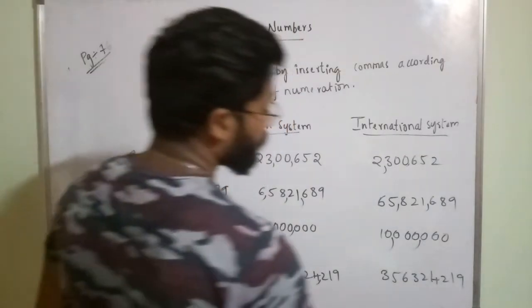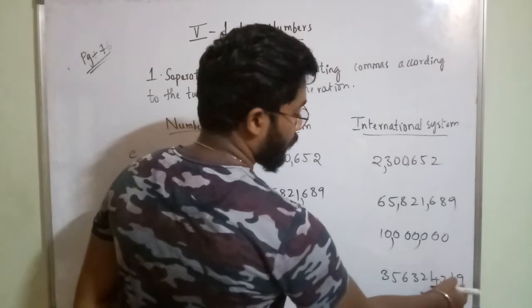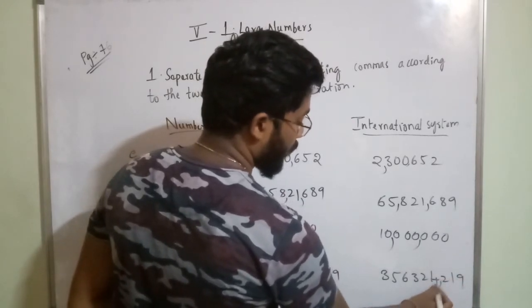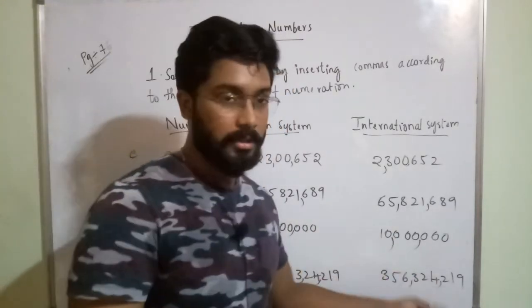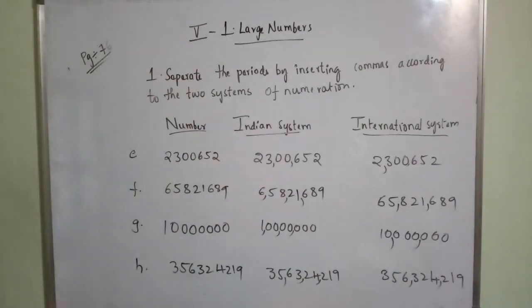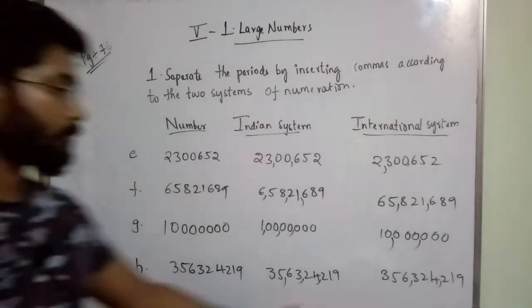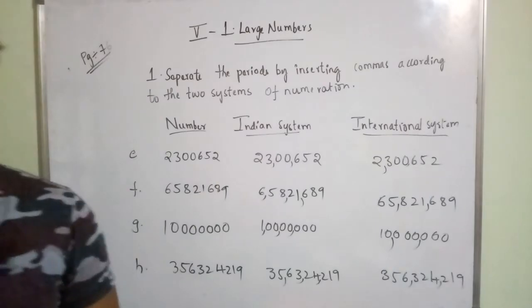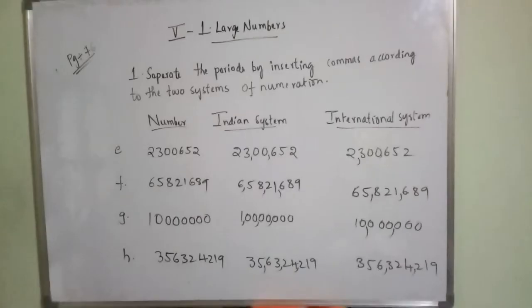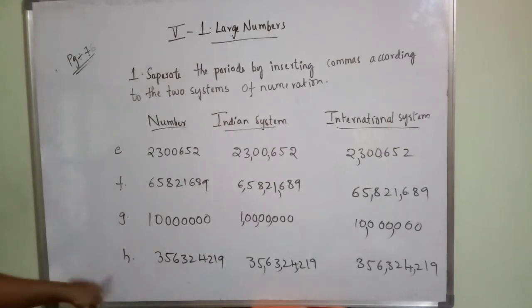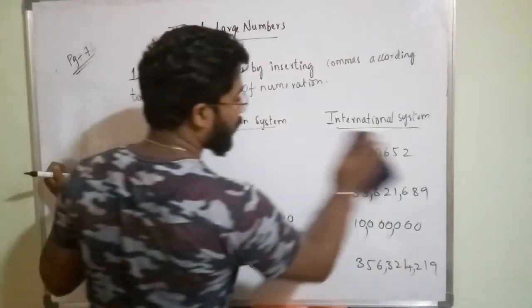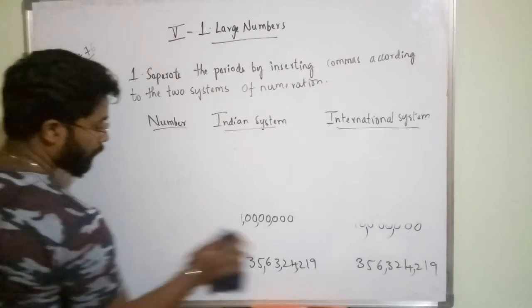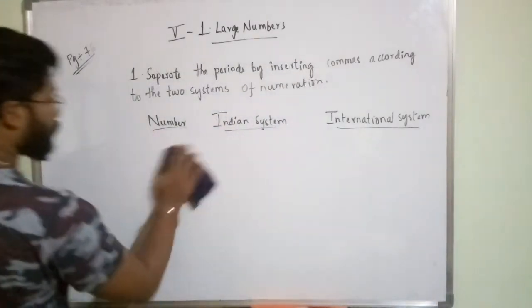In the international system, after every 3 digits you have to put one comma. After 912 I am putting one comma. Next 3. So the number will be 356,324,219. Okay. So that is the number representation in the international system. So students, we have completed up to H now. Next we will complete I, J, K. After I, J, K, this bit will be completed. So 3 more to complete this bit.